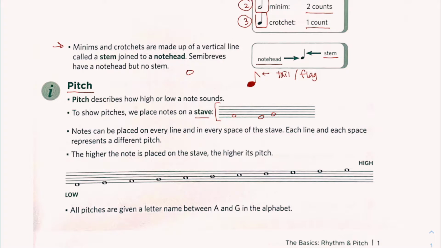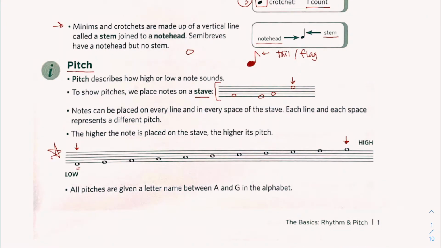The higher the note is placed on the staff, the higher the pitch. So let's say if we have a note here, this will be the highest note. Take a look at this here. This note here, which is below the staff, is the lowest note. And this note here, that is above the top line of the staff, will be the highest note on the staff.